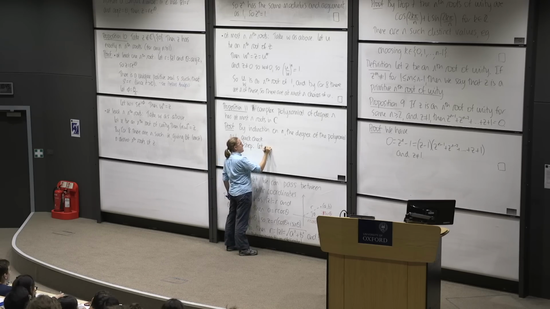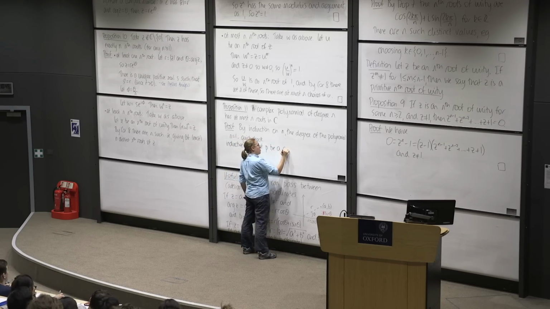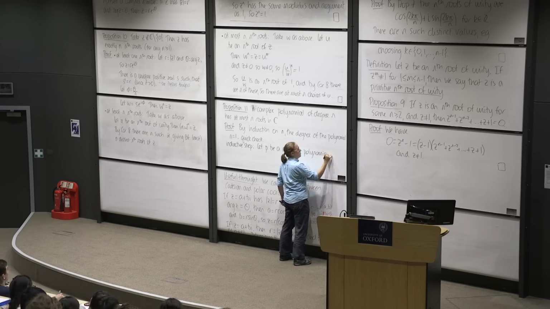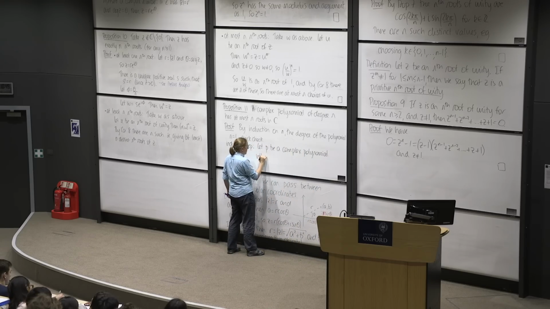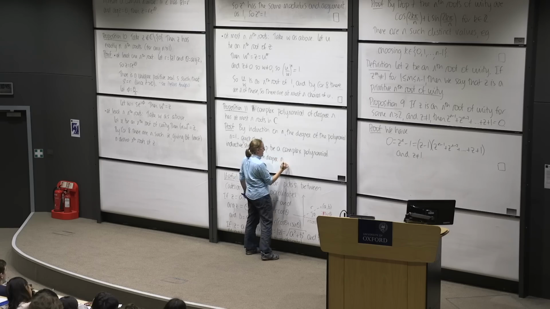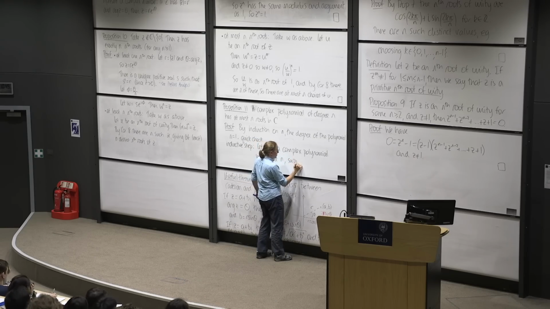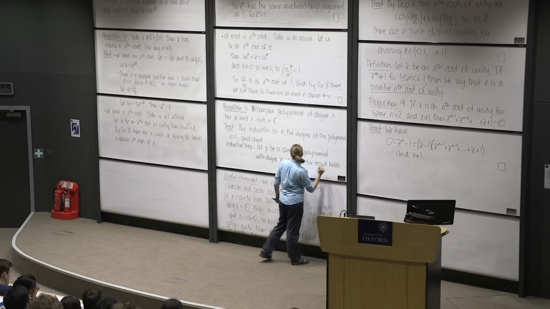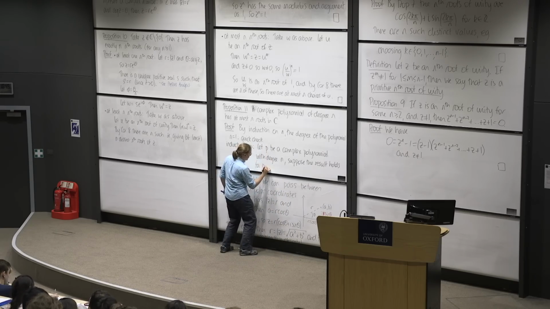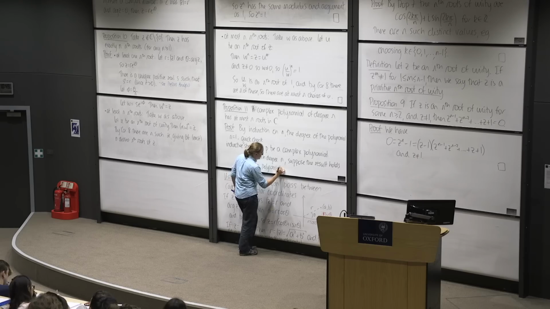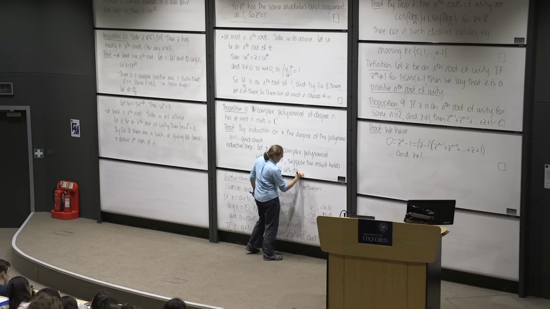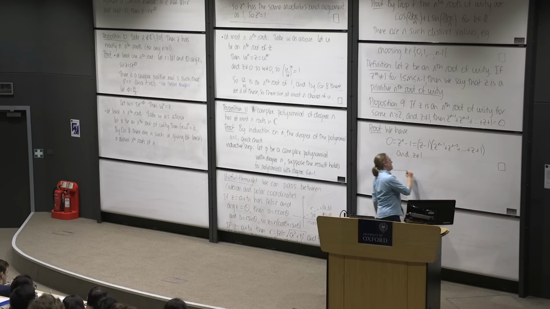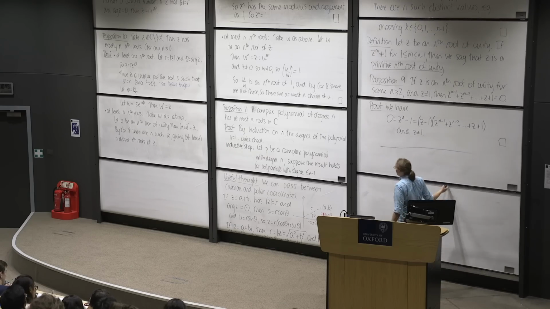So I'm going to let P be a complex polynomial with degree n, and I'm going to suppose the result holds for polynomials with degree less than or equal to n minus 1. That's our inductive hypothesis. So I want to show that the number of roots of P can't be too big.